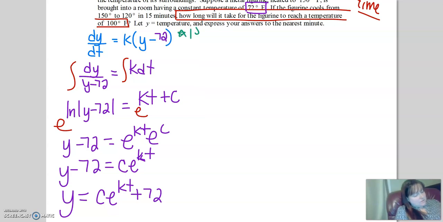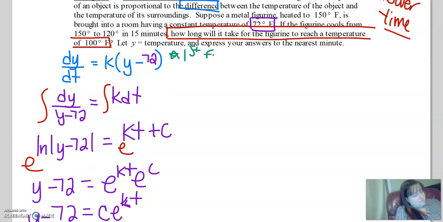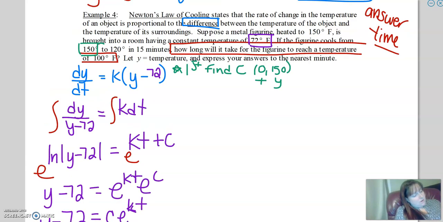So first, find C, because we don't know that, okay? So we know that at time equals 0, temperature equals 150 degrees, right? If we look at this as a coordinate point, at time equals 0, temperature equals 150 degrees. So we can just go ahead and plug that in.